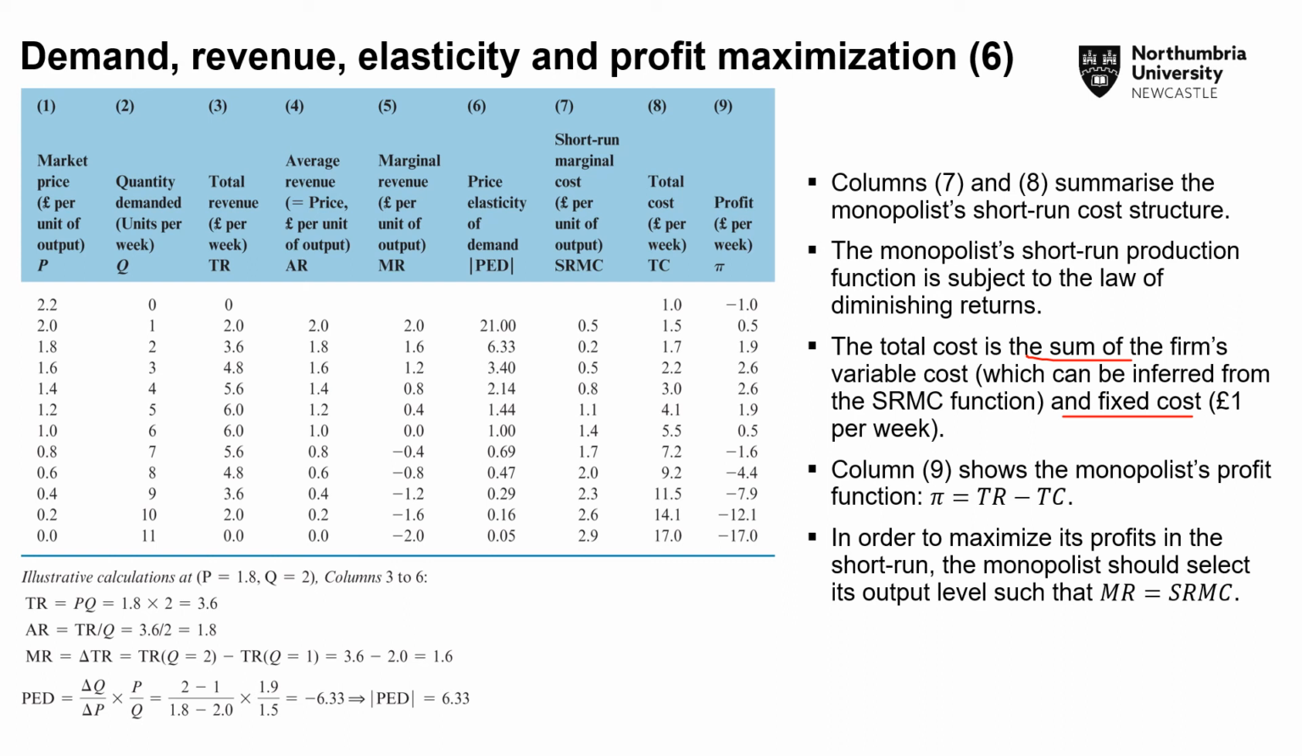And what we also see in column 9 is that the monopolist's profit is equal to the total revenue less the total cost. And that gives us the profit. Now, the point at which a monopolist maximizes profit is the point where the marginal revenue is equal to the short-run marginal cost. So just simply the marginal cost. Remember, this is a very important condition.